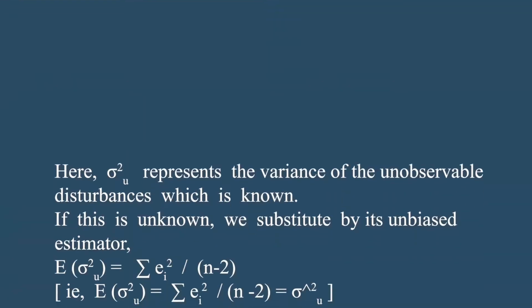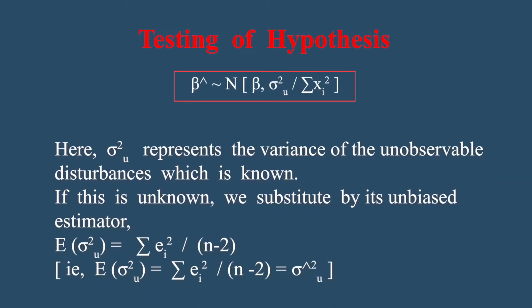So when I write N(0, 1), it means that it has a 0 mean and a constant variance of 1. So that is the underlying normal distribution of this particular Z statistic. This goes back to the properties of the beta hat, which is normally distributed with the mean of beta and variance of sigma square u by summation of xi square.